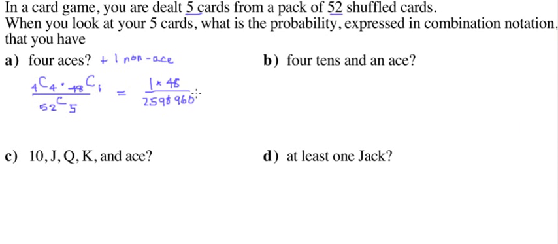So overall, our probability would be 48 times out of basically 2.6 million is your chance of getting all 4 aces on a poker deal.